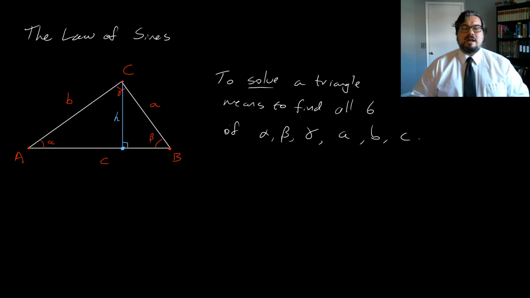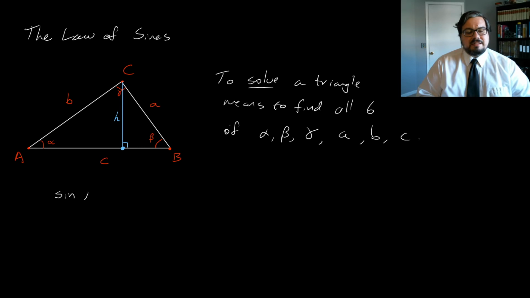Now, the reason why I want to do this is because I've now introduced a couple of right triangles and I can start using my trigonometric functions. And in particular, what I want to look at is sine of alpha and sine of beta, because those are the two angles that are both in my original triangle and in the right triangles that I've just introduced.